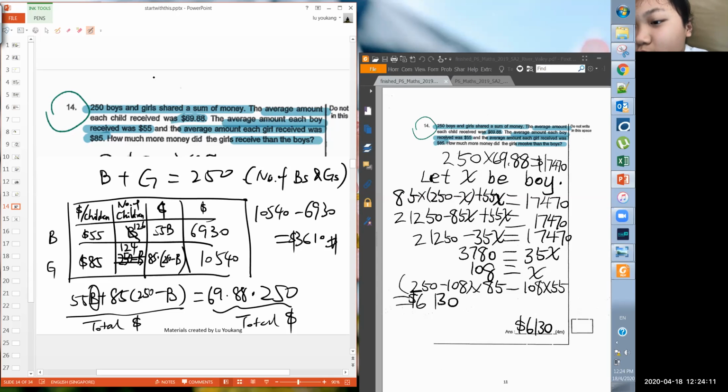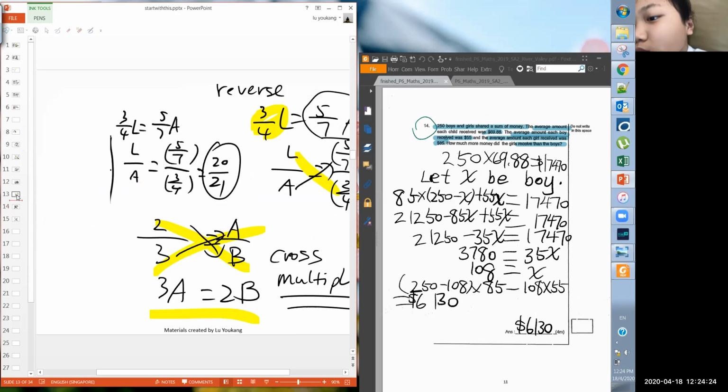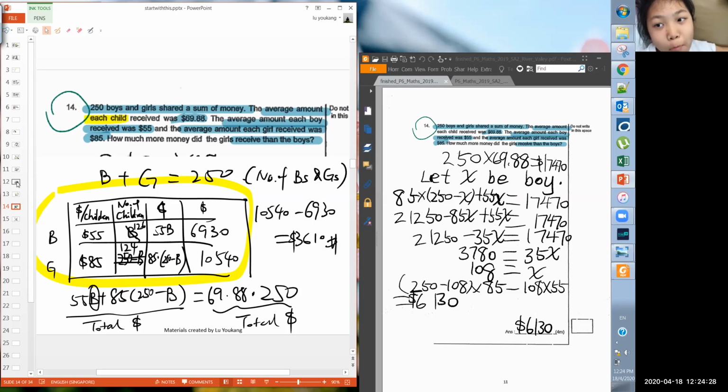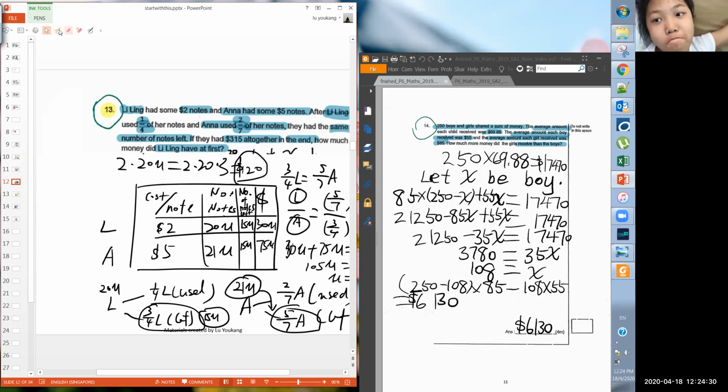So once again, you need to use the table method. Okay, I think it can help you a lot. When you use your table method, whenever you see "each", most likely you need to use the table method. Over here also, you have the notes.